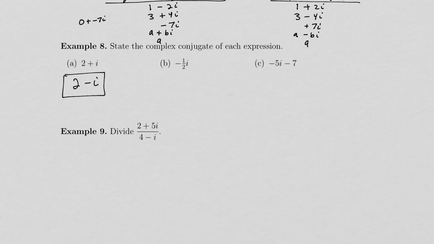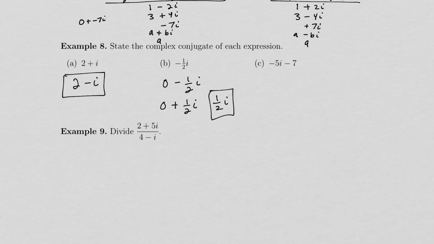What if the original number is negative 1/2 i? Again, maybe you can think of this as 0 minus 1/2 i. So the conjugate is going to be 0 plus, I change the sign on the imaginary part, and then I don't need to write the 0, so I can just write it as 1/2 i.